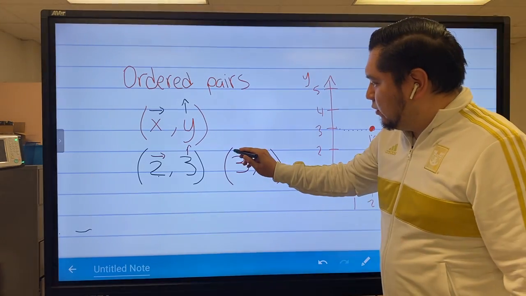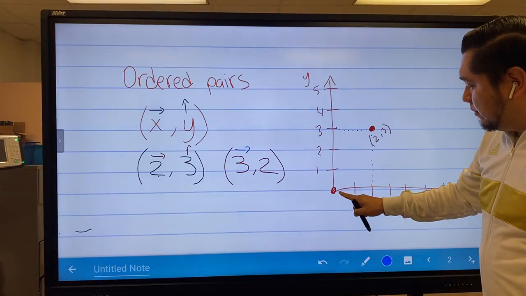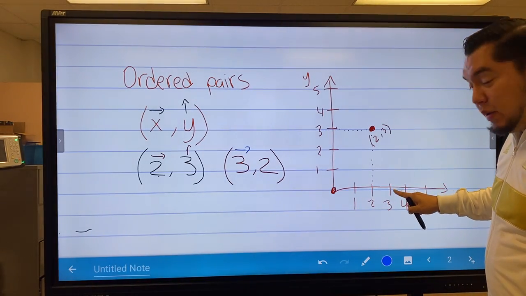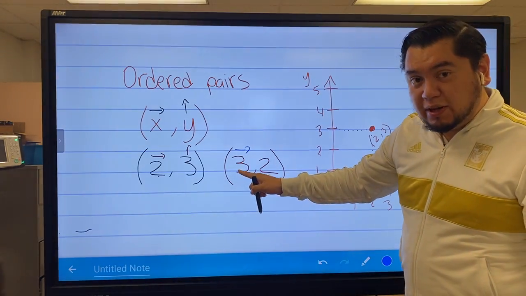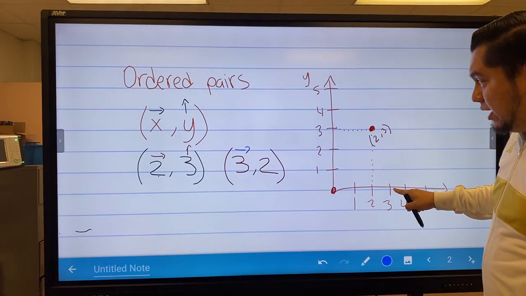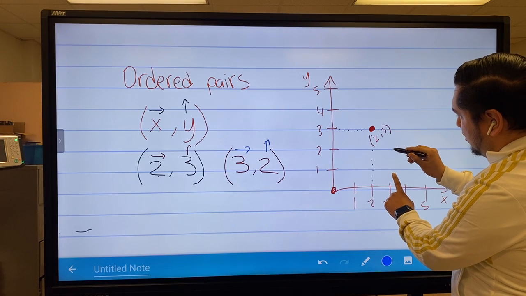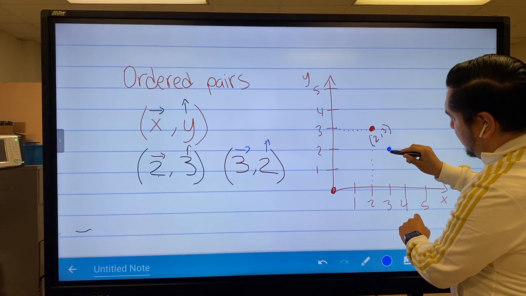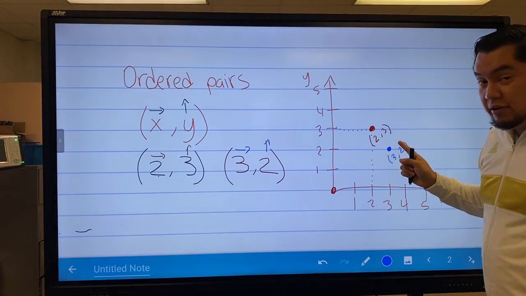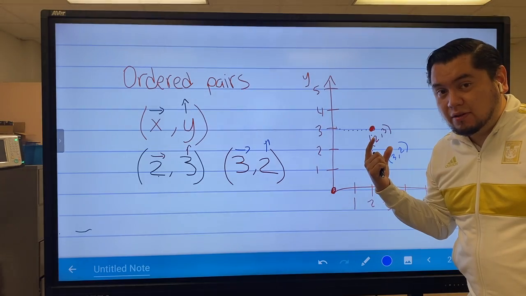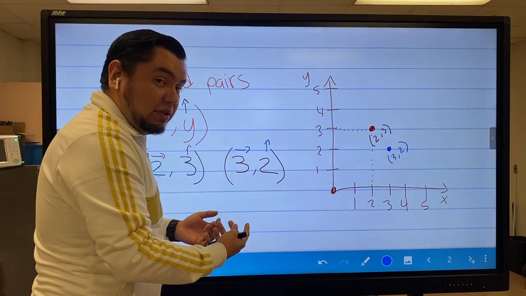If you move 3 to the right first, because that's what my x-coordinate is, you move 1, 2, 3. Okay, you saw that? Let me go back to the origin. You move 3 to the right first, 1, 2, 3, and then you move 2 up. 1, 2. So you end up right here. This is 3, 2. Are they in the same position? No, they're in different places because my values flipped.